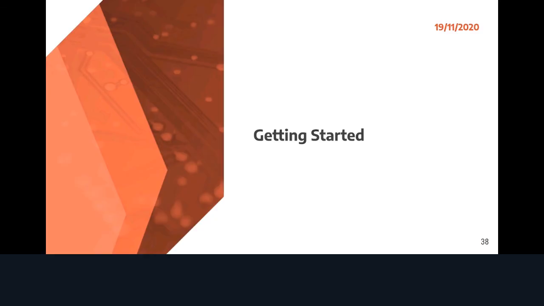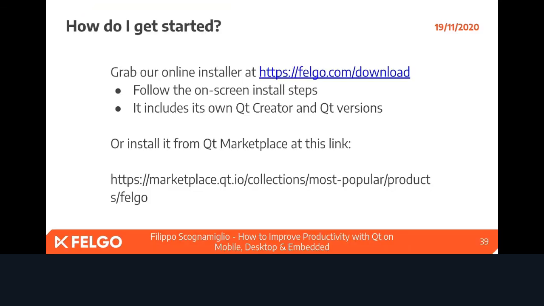Getting started with Felgo is very easy. Just go to our website, felgo.com/download, get the online installer, and follow the on-screen steps. In the end, you will have your own separate version of Qt Creator, which includes the Felgo plugins and Qt versions. So they won't interact with your current Qt installation, and you can keep them installed alongside.